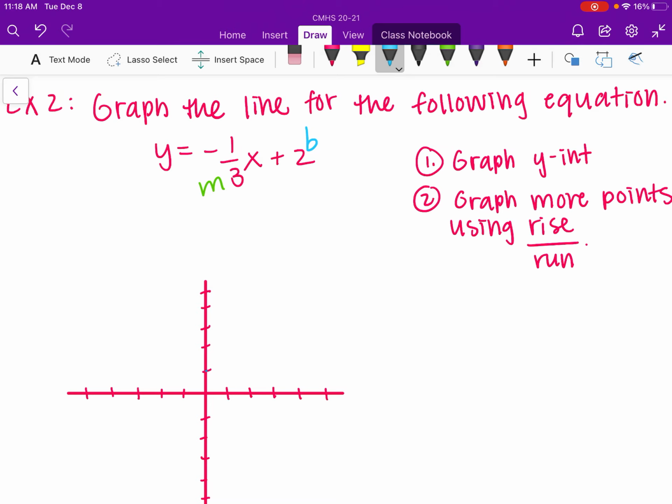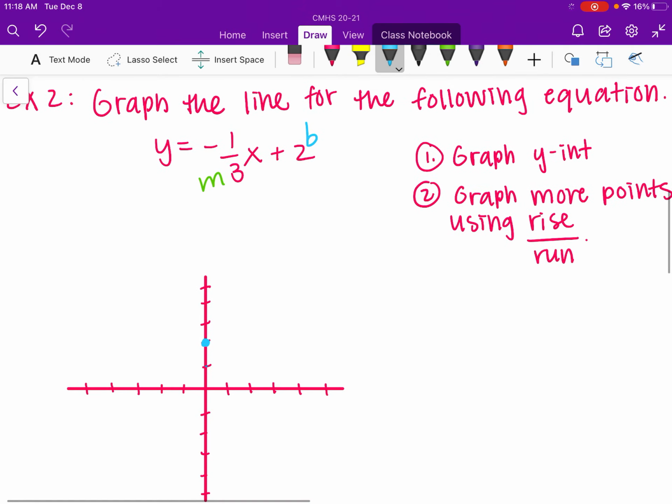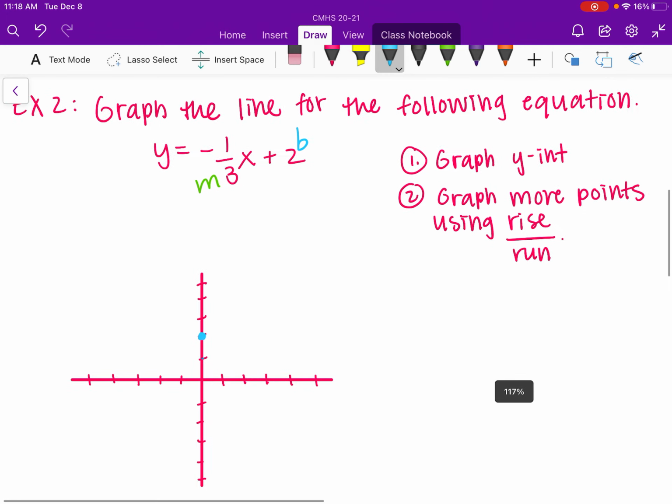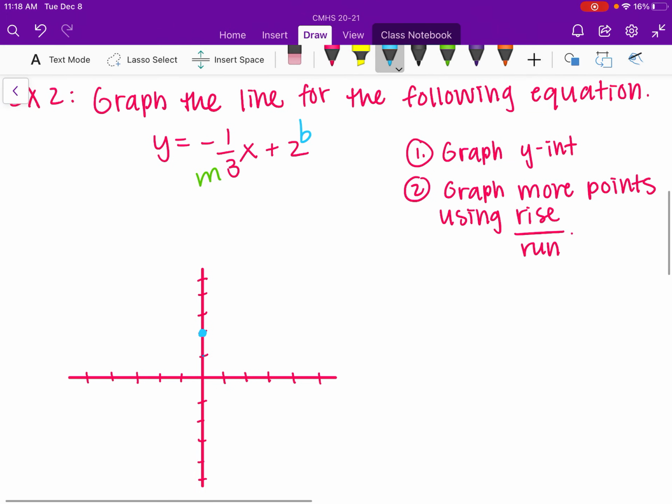So first step, graph the y-intercept. So we go up 2, make our point. That's our y-intercept. Then step 2 says graph more points using rise over run. So with my green, my slope, we said, is -1 over 3. So which one should be negative? Should the 1 be negative or should the 3 be negative?